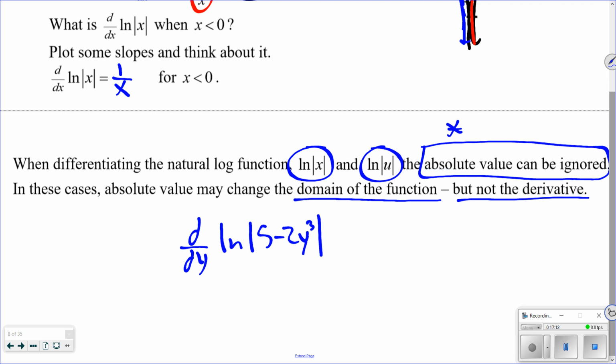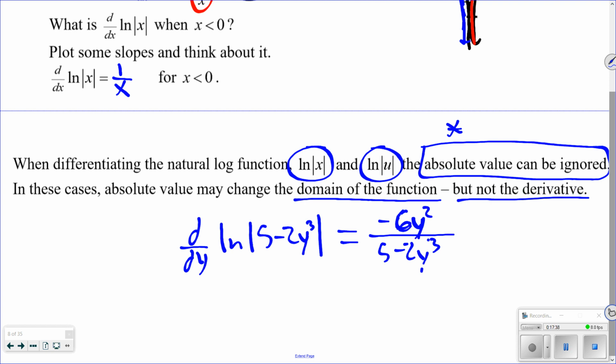I want to take the derivative of the ln of the absolute value of 5 minus 2y cubed. So this whole thing we just set up above is just that absolute value doesn't change anything as far as the derivative goes. So the derivative is still going to be, put the 5 minus 2y cubed on the bottom, and then take the derivative of that and put it up on top. So the derivative of 5 would be 0, minus 2y cubed would be minus 6y squared.